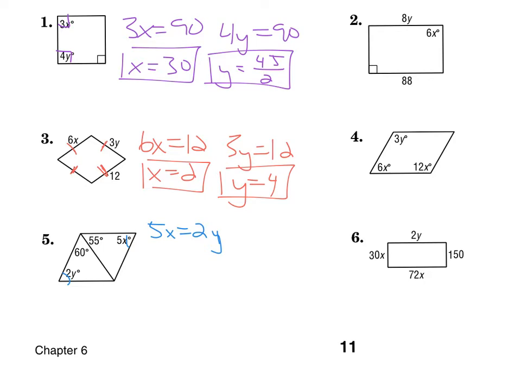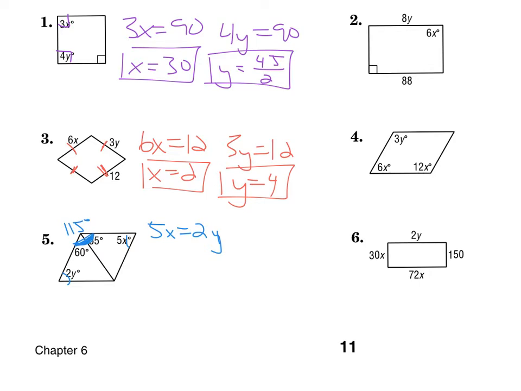What I'm going to do is set up another equation, based off of this big angle over here. That big angle is 55 plus 60, because you add up the 55 and the 60 and you get 115. So you know that big one is 115. Because of that, you can set up some other equations and figure out what the 5x and the 2y equal.